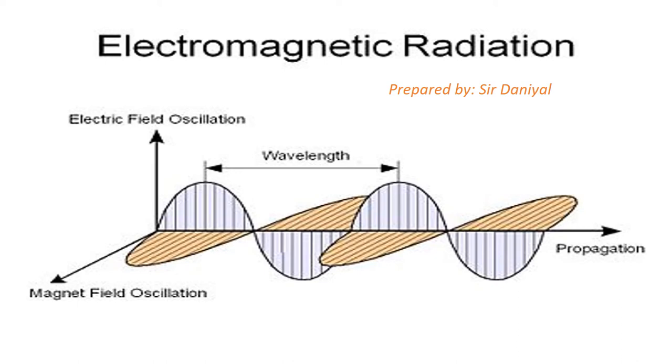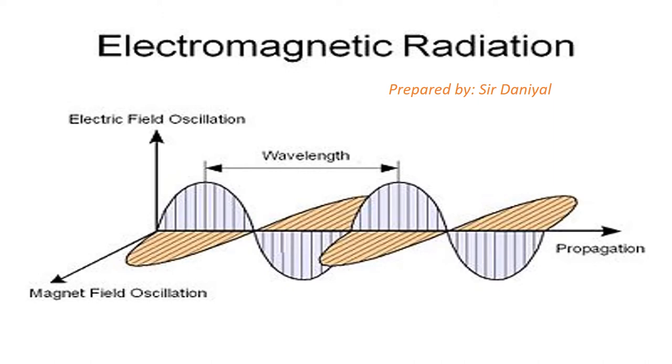Basically, the topic which we discuss today is electromagnetic radiation. The first thing you all need to remember about electromagnetic radiation is that it is the combination of two fields. First is the electric field and the second is the magnetic field. And the next point is that these two fields are continuously oscillating or vibrating perpendicularly upon each other. And due to the perpendicular oscillation of the electric field and magnetic field, a wave is generated, and that wave is called an electromagnetic wave or electromagnetic radiation.